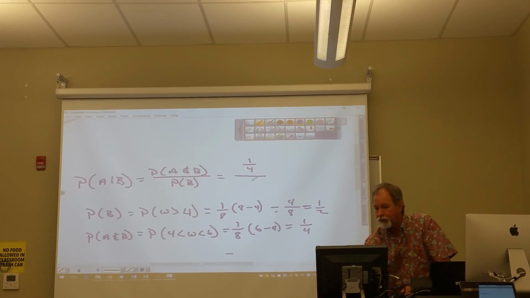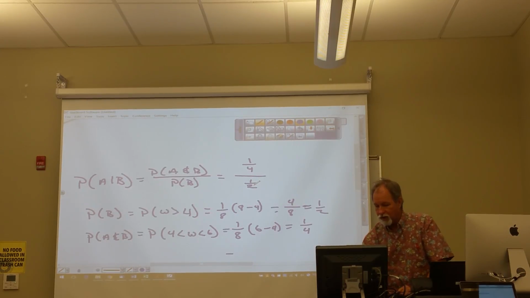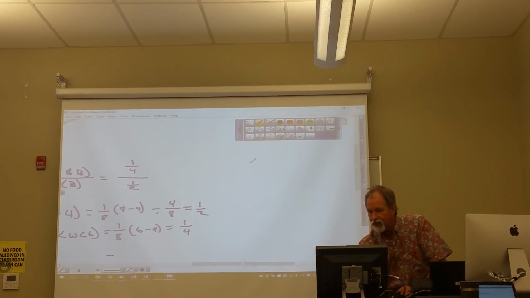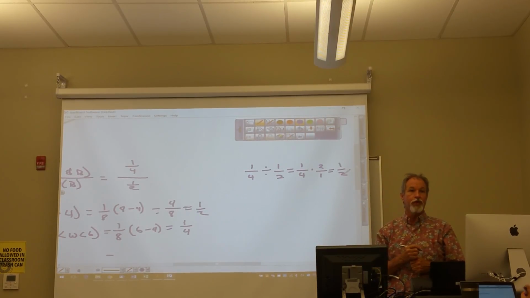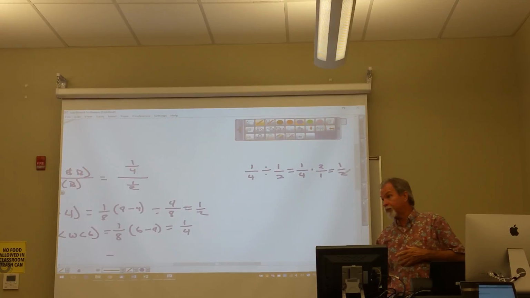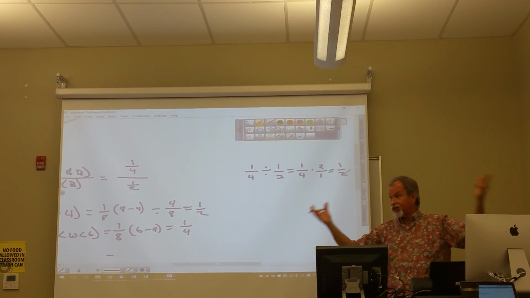My probability of B is 1/2. If I do my arithmetic, 1/4 divided by 1/2 becomes 1/4 times 2/1, which is still 1/2, which happens to be the same as the probability of B. I just walked out the entire thing, I didn't take any shortcuts.